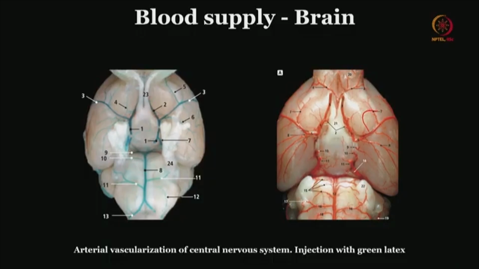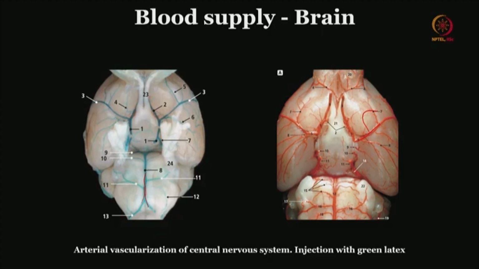As you can see here, they have injected green latex into the blood vessels of the rodent so that all the blood vessels show up. Otherwise, in a cadaveric brain, after the rat is dead, it is very difficult to figure out any of these vessels. So, these pictures are created by injecting green latex, which dries and gets solidified. Similarly, there is some red latex injected here as well.